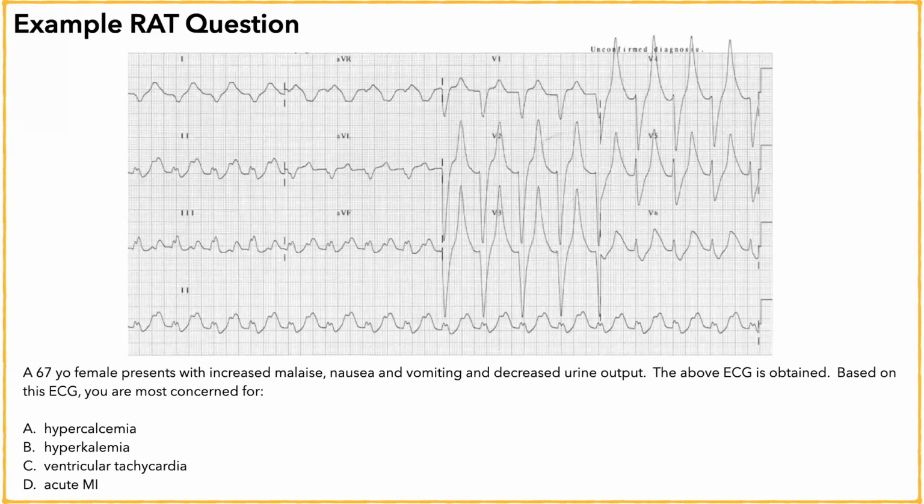So to give an example of a question for the readiness assessment test that I've used for EKGs on electrolyte abnormalities and such, is this one. I'll read the question and give everybody a chance to answer it in their mind. Given this EKG: a 67-year-old female presents with increased malaise, nausea and vomiting, and decreased urine output. The above ECG is obtained, and based on this ECG, you're most concerned for what? I'll let you mentally answer that for a little bit.